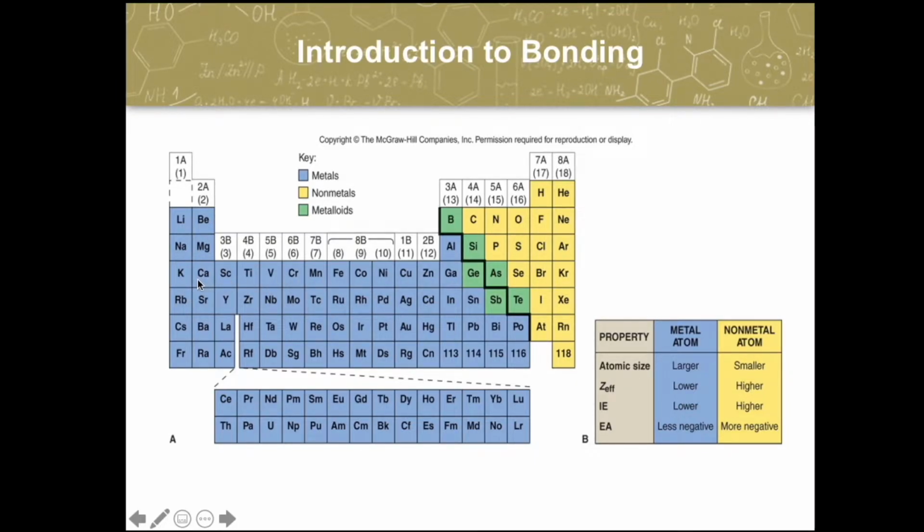So it decreases from left to right. Meaning, if we talk about metal atoms, they have a larger atomic size compared to nonmetal atoms. Same goes for the different trends of these properties. We have the ionization energy and electron affinity. Here are the trends: they are lower on the left side of the periodic table and then higher on the right side of the periodic table.